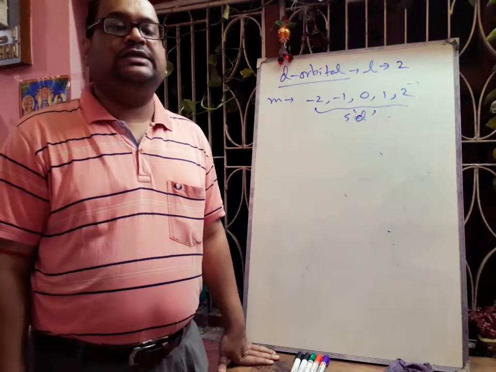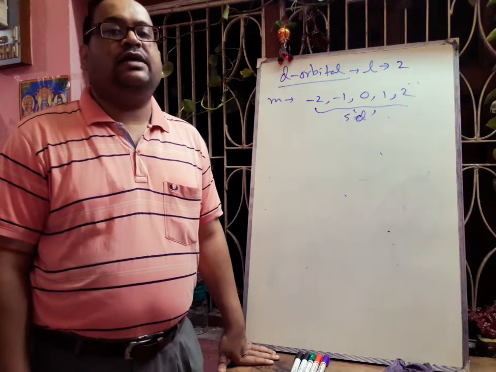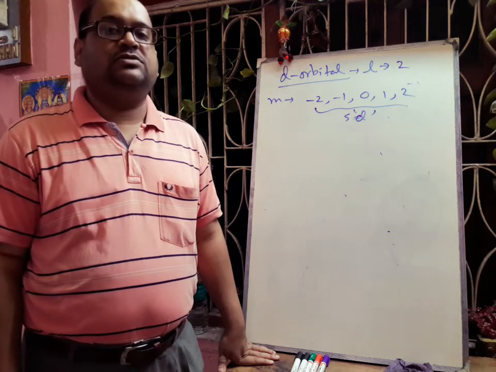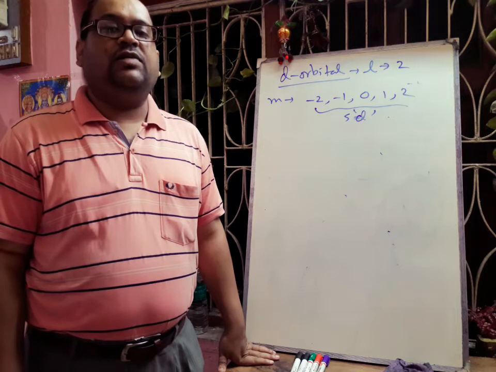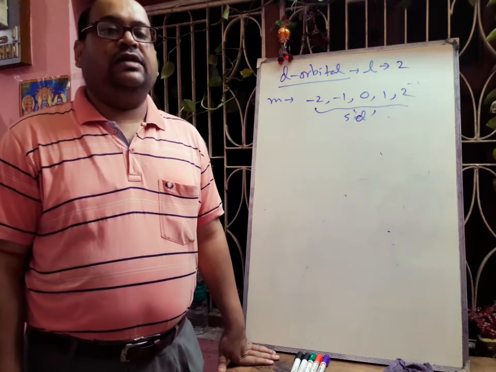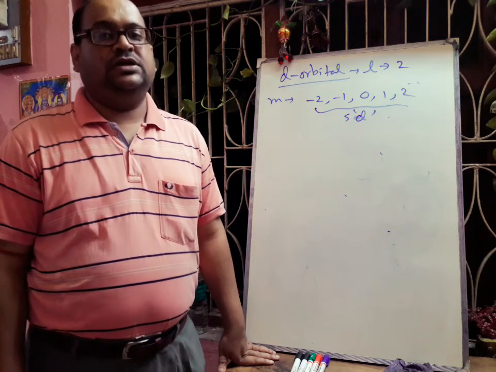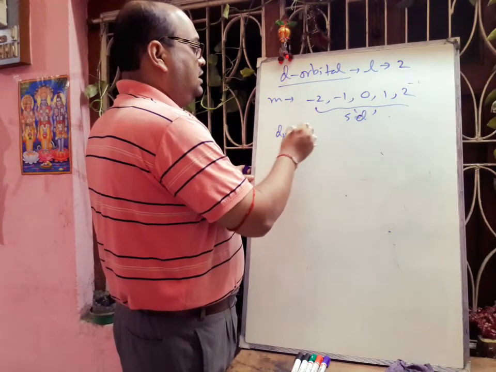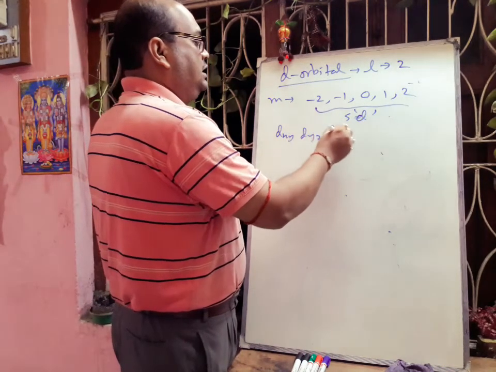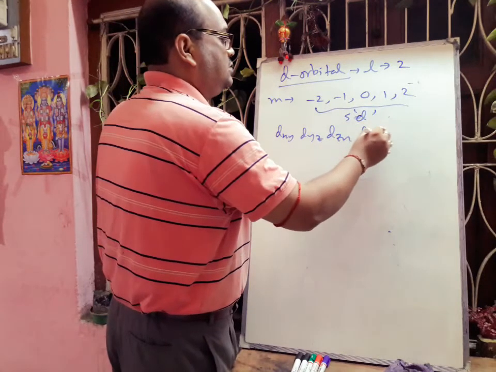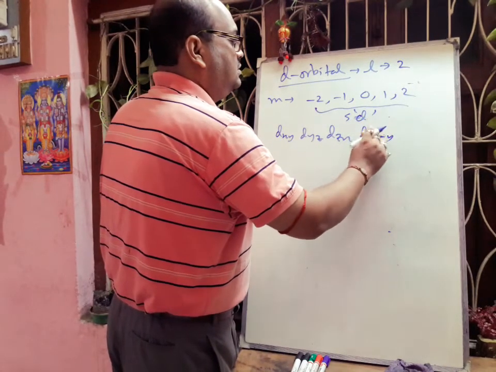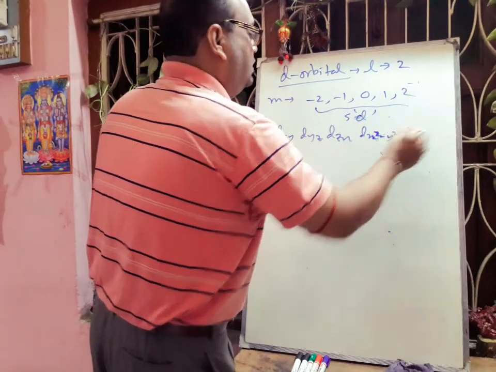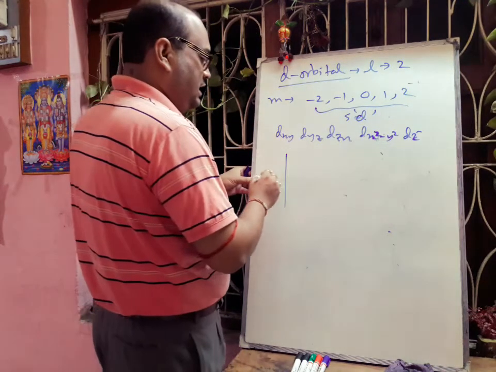All these d orbitals have the same energy. That is why they are called degenerate orbitals. Like the p orbitals, px, py, pz, they are also called degenerate orbitals. Now d orbitals are dumbbell shaped. Here also you have to practice their diagrams. So how many d orbitals are there? The dxy, dyz, dzx, dx square minus y square, and dz square. If I draw the diagram, then you can easily understand.